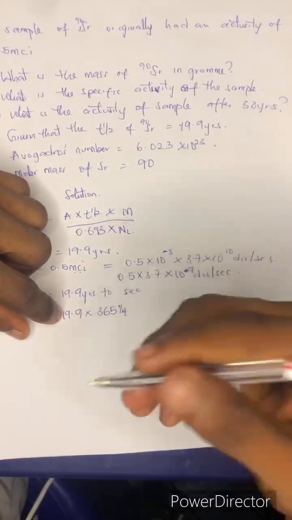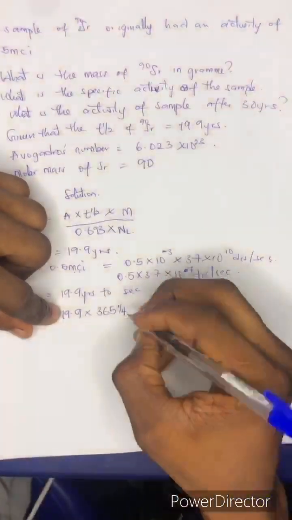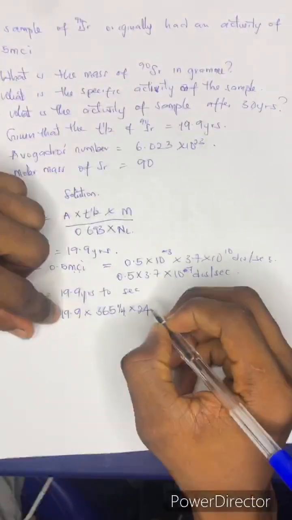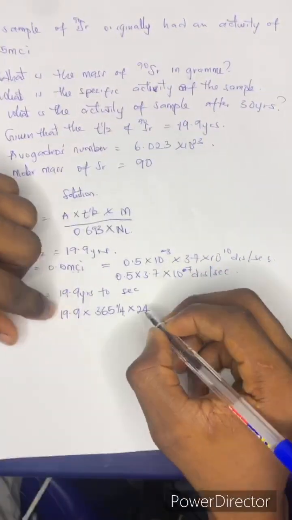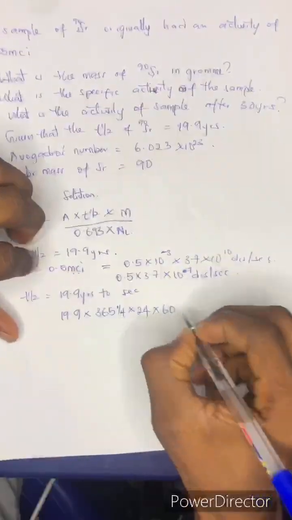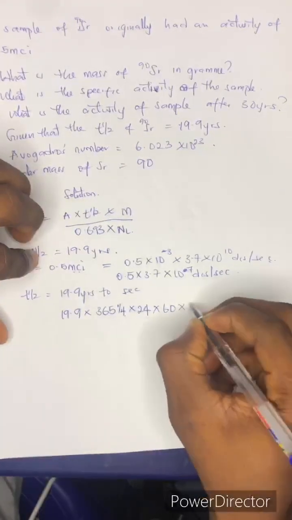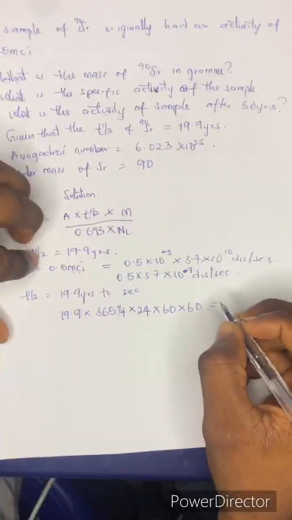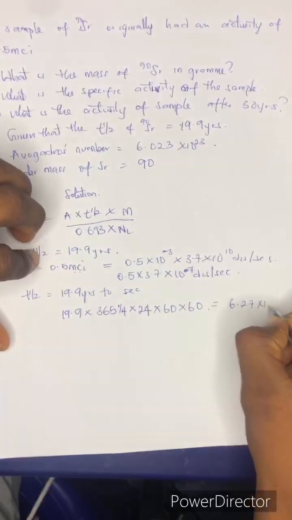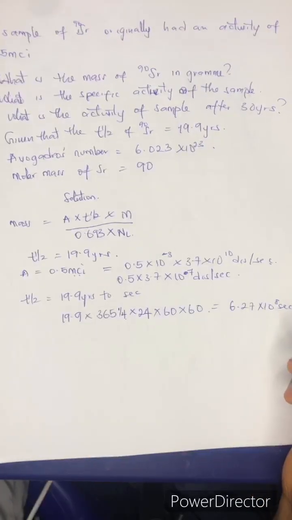So in each 4 years we have a leap year. I hope you understand what I mean. So multiply by how many hours is in a day? We have 24 hours. How many minutes is in an hour? We have 60 minutes. How many seconds is in a minute? That's 60 seconds. When you multiply all of this together, you're supposed to get 6.27 times 10 to the power 8 seconds.